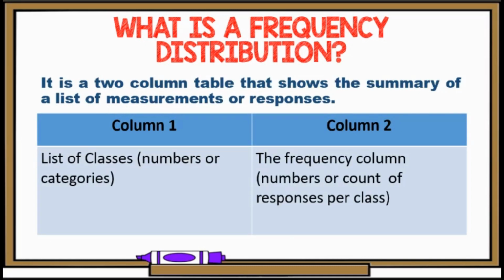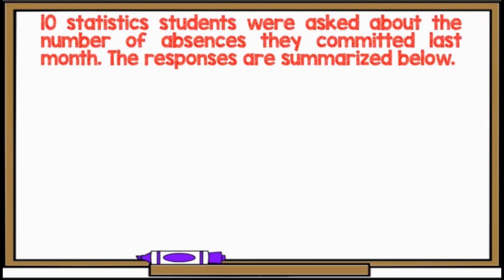I want you to look at this table. It is a two-column table that shows the summary of a list of measurements or responses. Under column 1, you will see the list of classes. These are the numbers or categories. Column 2 is the frequency column, the numbers or counts of responses per class. Let's look at an example. 10 statistics students were asked about the number of absences they committed last month. The responses are summarized below.